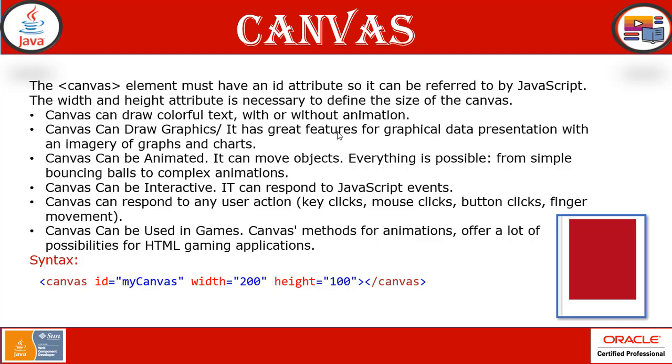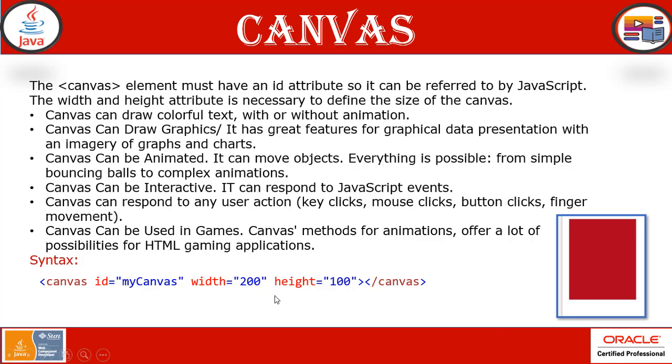Canvas can be animated, it can move objects. Everything is possible, from simple bouncing balls to complex animations. Canvas can be interactive, it can respond to JavaScript events. It can respond to any user action: key clicks, mouse clicks, button clicks, finger movements, and many more. Canvas can be used in games. Methods for animations offer a lot of possibilities for HTML gaming applications. It can also draw graphs and charts. So you can see some great features of graphical data presentation, and colorful text and shapes.